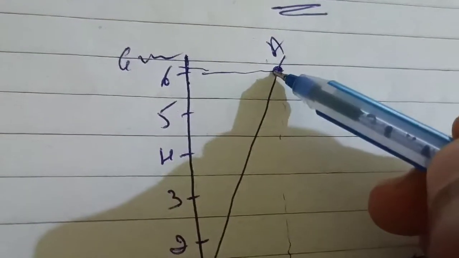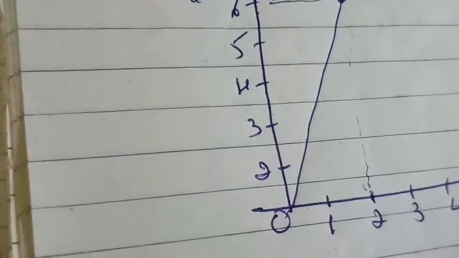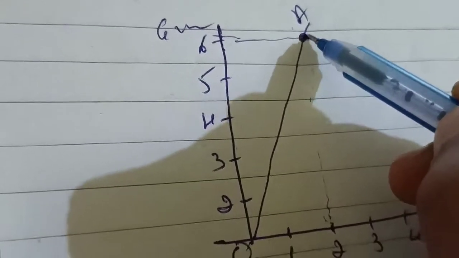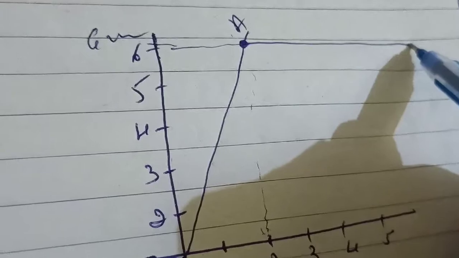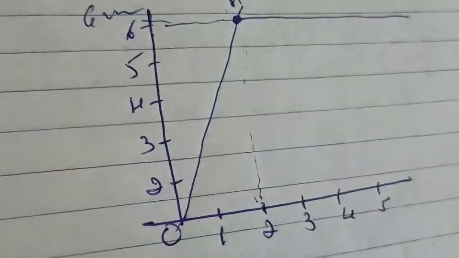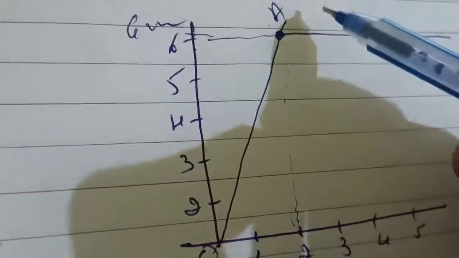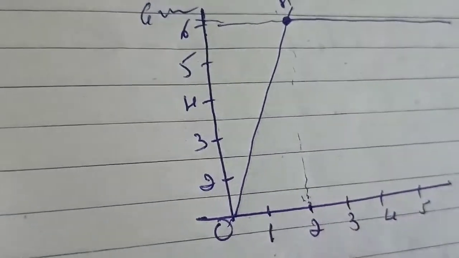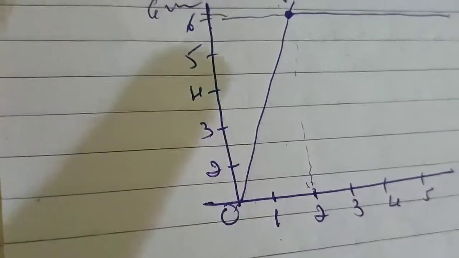Now suddenly what happens? In the third second, the car stops. Okay, the car is stopped. So since the car is at rest, the graph will go like this. The time goes on, but not the distance. So the graph becomes parallel to the x-axis. This is another, third type of distance time graph.